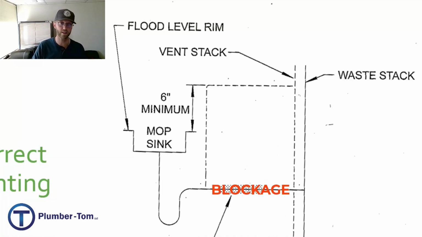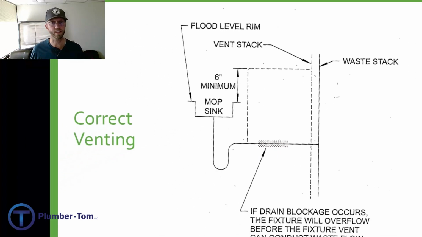So to avoid that issue, here's how we would correct the problem. We see the mop sink and the drain connected over to the waste stack. Our vent for the drain comes off and comes above the mop sink 6 inches above the flood level rim and connects to the vent stack. Now what happens if there's a blockage? Well, the first place you're going to see a problem is at the mop sink. It won't flow. And you'll see that before fluid starts going down into the vent stack and interfering with venting for the rest of the building.